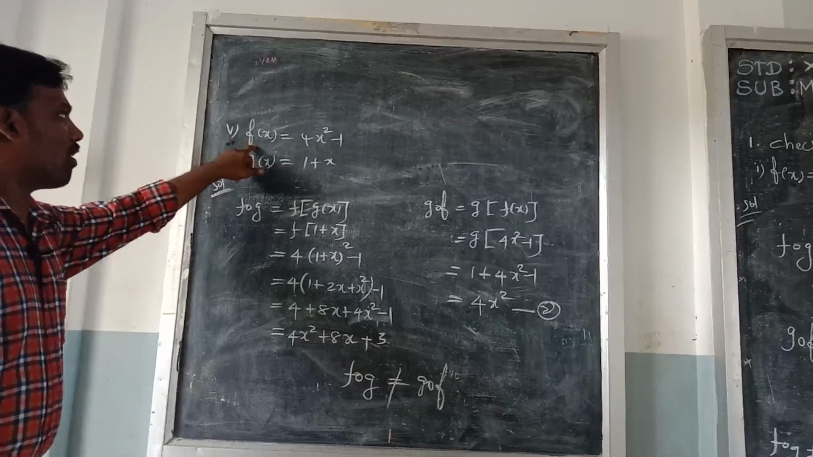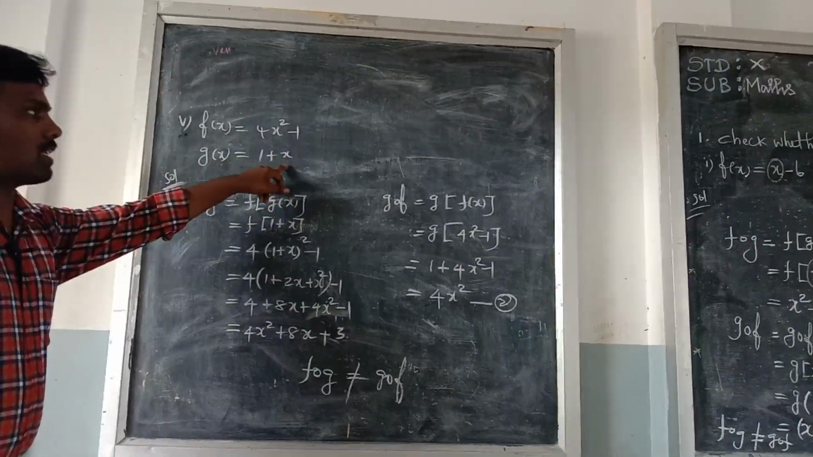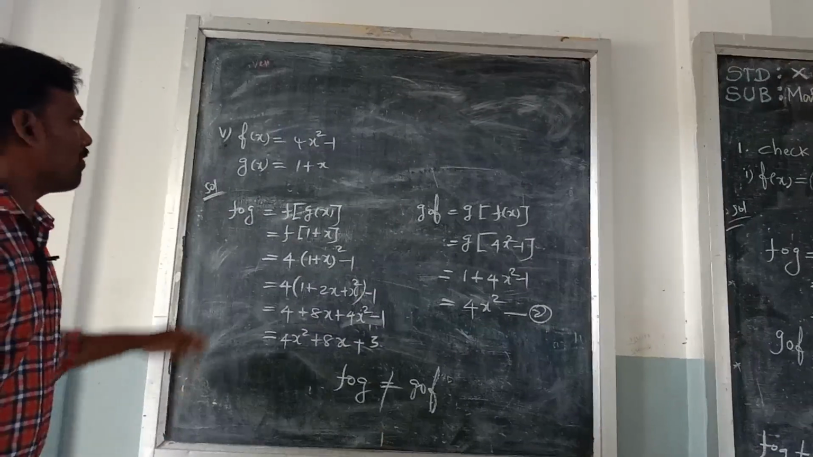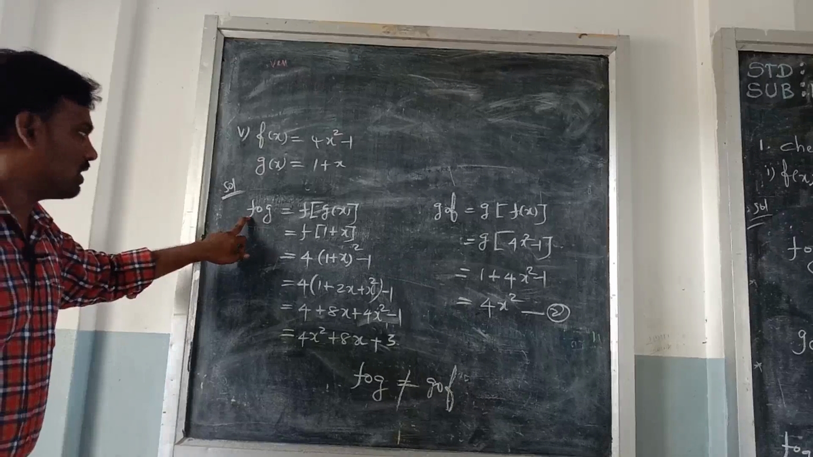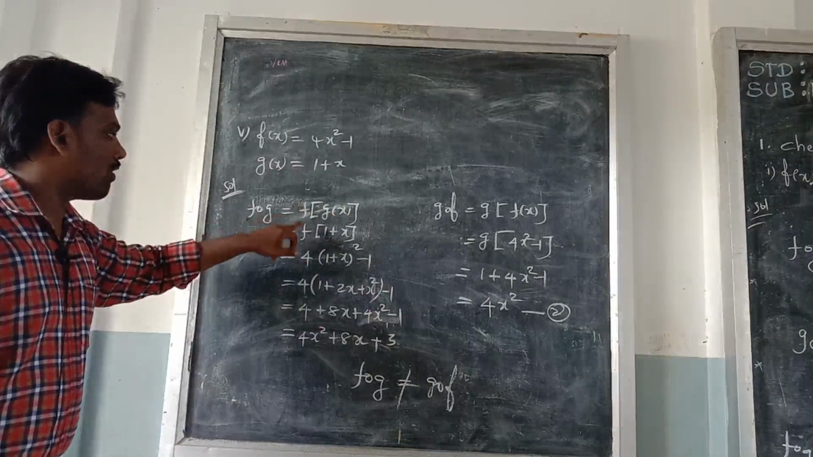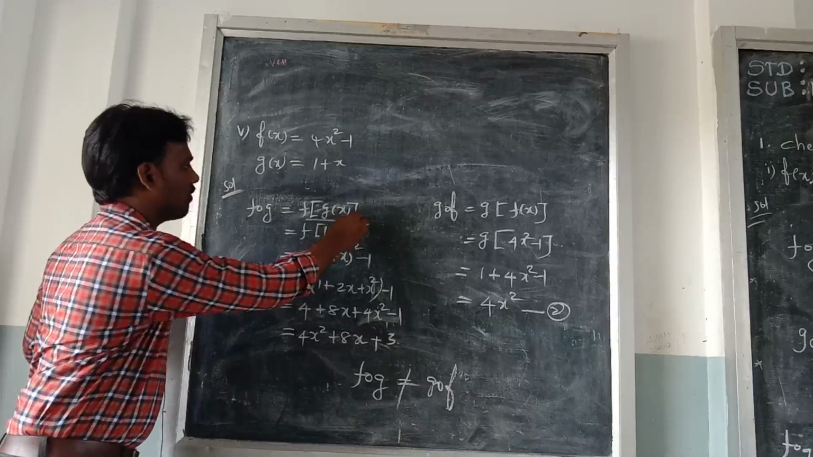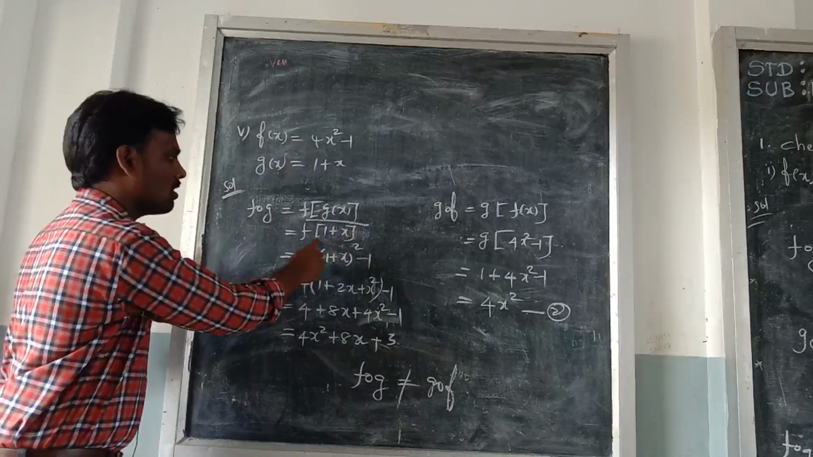Fifth option, f of x equal to 4x square minus 1 and g of x equal to 1 plus x. Again check whether f of g and g of f are equal or not. The first one f of g can be written as f of g of x. So next one f is stable. So like g of x, we have some value g of x equal to 1 plus x. So which one is resemble f of x?